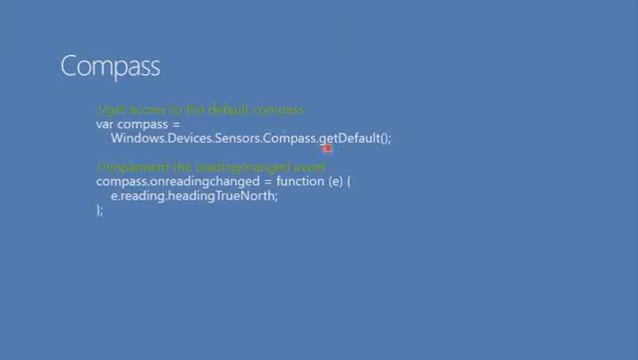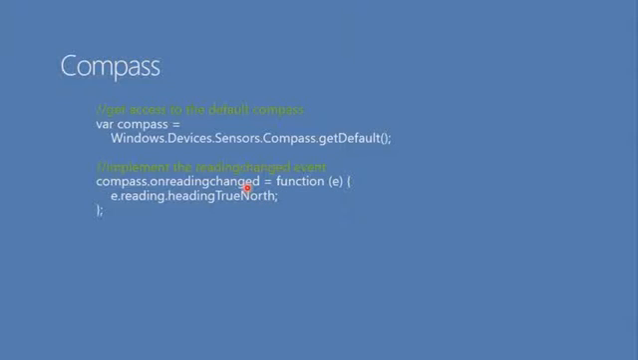The compass is another really simple one, thanks to the fusion sensors. You instantiate a compass just like the light sensor, and you get a default. And then you implement the same function, reading changed, by setting onReadingChanged. In that case, you have a reading, but it's going to give you the heading true north. Okay? So it's differentiating there that it's not showing you the magnetic north, it's actually adjusted, so it's going to give you the true north.